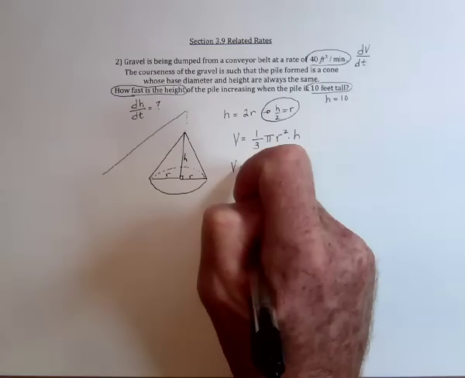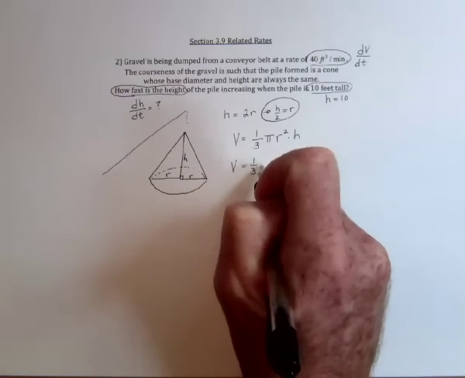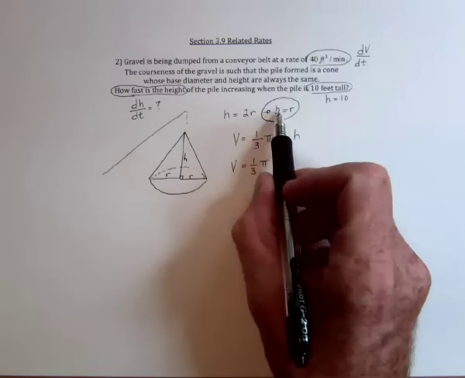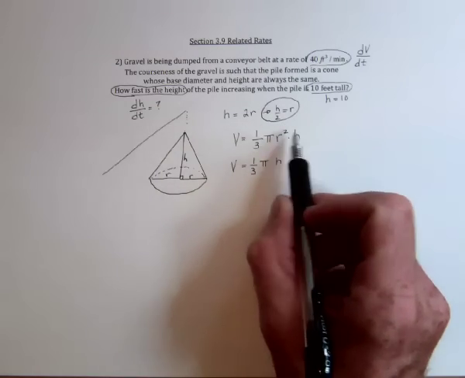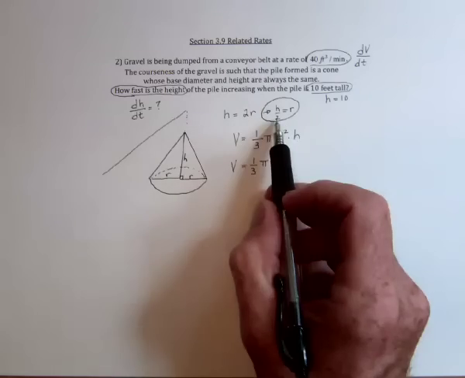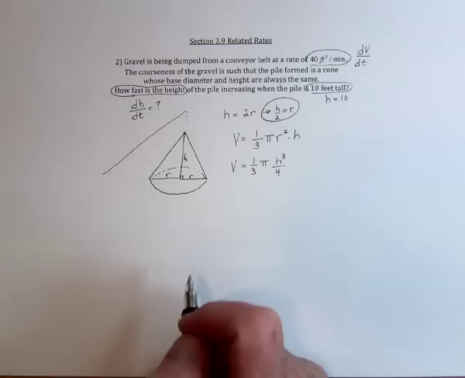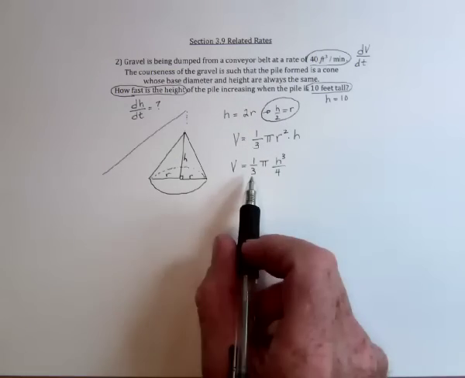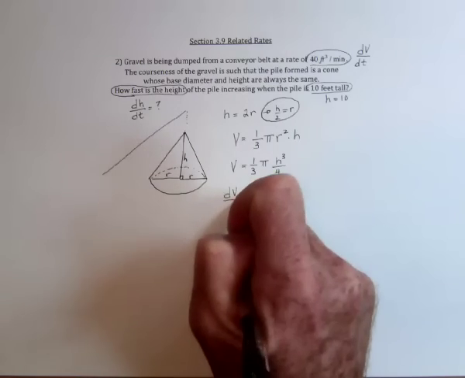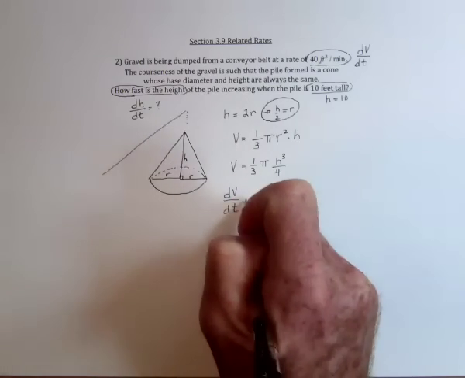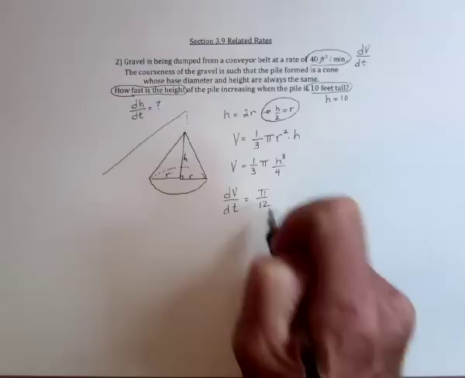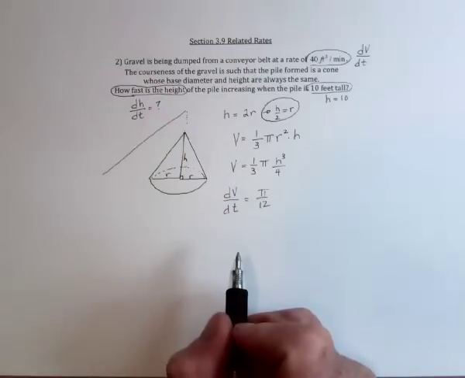So we've got volume equals 1/3 pi, and then it's got to be h. So let's see, this is going to be h squared, and another h makes h cubed. The denominator needs to be squared, so it's a 4. So we've really got 1/12. Now take the derivative with respect to time. It's going to be pi 12ths. Can put the constants together.